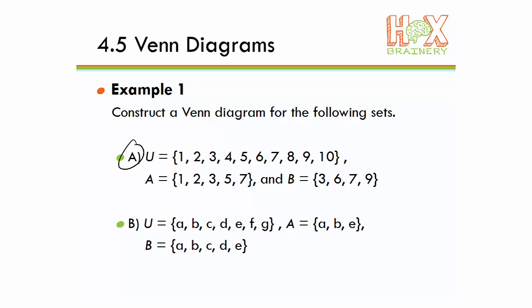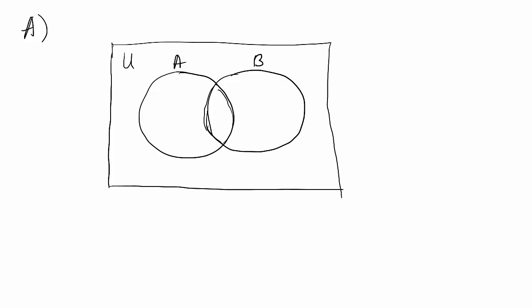For part A, our universal set, all the elements that we're concerned with, are just the integers 1 to 10 inclusively. And then set A contains the elements 1, 2, 3, 5, and 7, while B contains the elements 3, 6, 7, and 9. So to figure out what's in region 2, you're looking for what elements are in both set A and set B. And it looks like that's going to be your 3 and your 7. Those are elements that are in both sets. So you're going to write those elements in this region 2 where the 2 circles overlap.